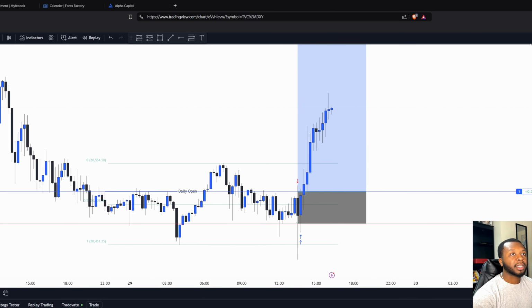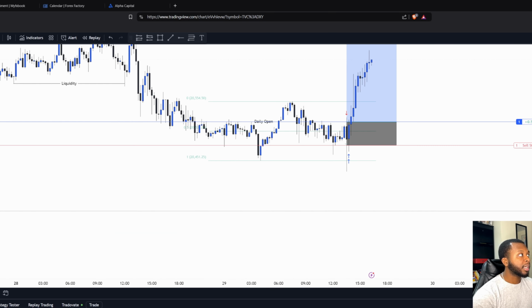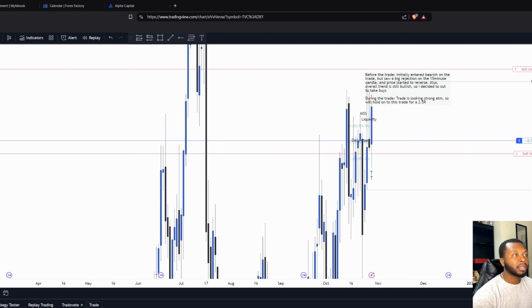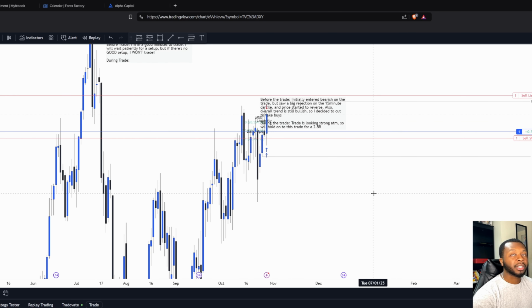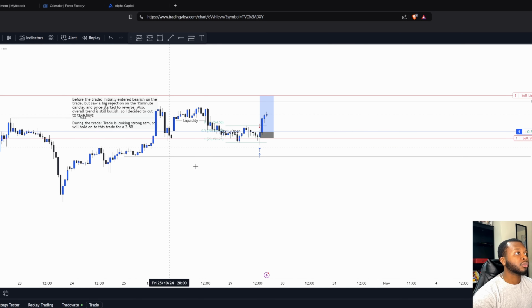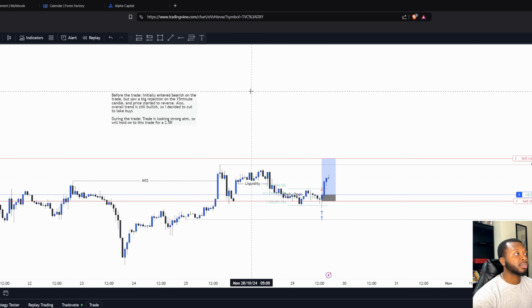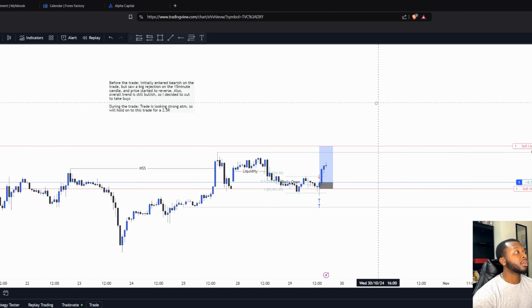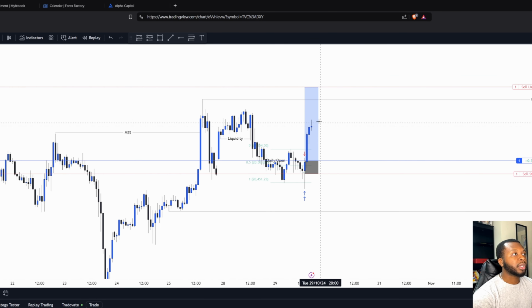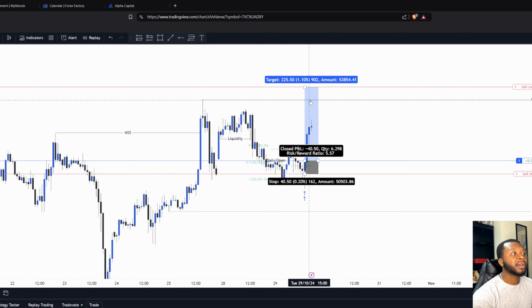Now for Nasdaq, as you can see on this trade, if we go on the daily, the overall trend is also going bullish. I've also wrote down my thoughts as well. So before the trade, I initially entered bearish on the trade, but saw a big rejection on the 15-minute candle and price started to reverse. So that's the reason why I exited the trade very early. Also, now on this trade, I'm actually aiming for a 2.5R.